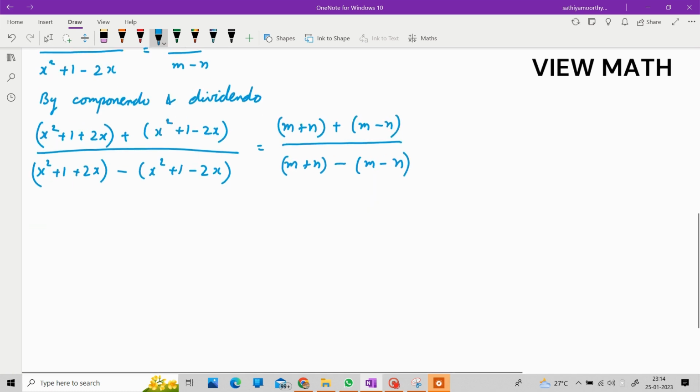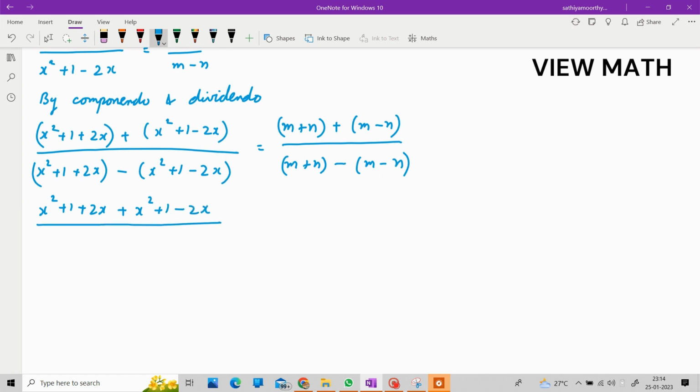Now let me simplify it. I get x square plus 1 plus 2x plus x square plus 1 minus 2x divided by x square plus 1 plus 2x minus x square minus 1 plus 2x. Here in the right hand side, m plus n plus m minus n divided by m plus n as it is, minus sign inside the bracket, minus m, minus into minus it becomes plus n.